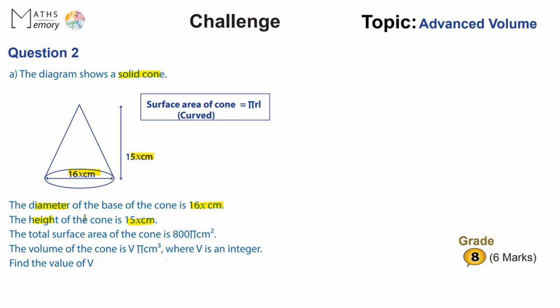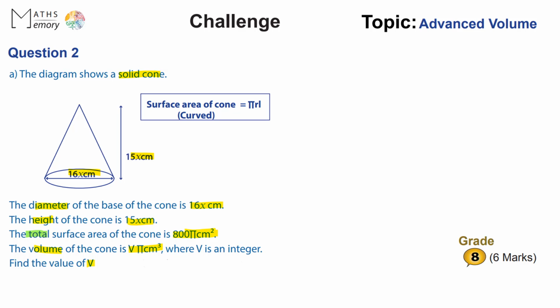They both involve x algebra. The total, let's just highlight this with a different color. This is a very important word, in fact, not the curved, but the total surface area of the cone is 800 pi centimeters squared. The volume of the cone is, let's say, V pi centimeters cubed. Find V.